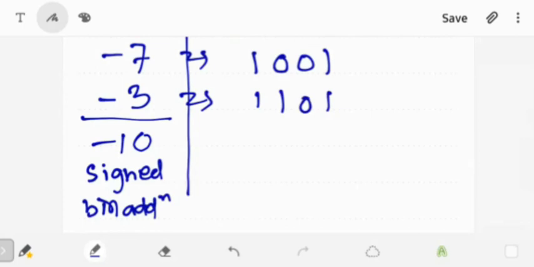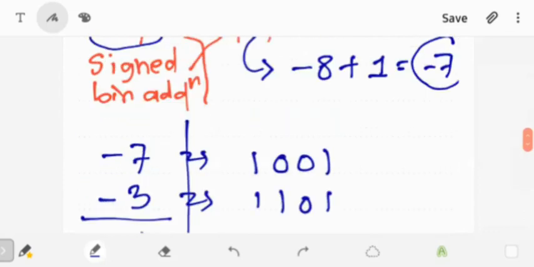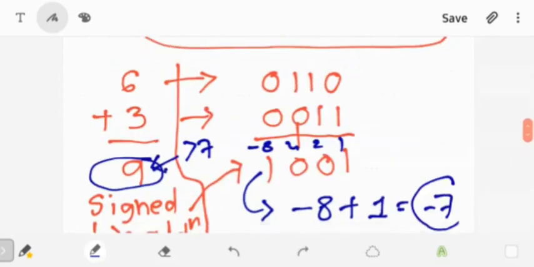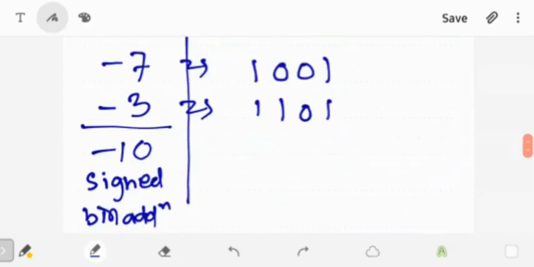Please make a note here. The MSB is 1. It means what? It's a negative number. So we have both numbers as negative numbers. In the last scenario, it was 0, so both numbers were positive numbers. Here it is 1. MSB is 1 for both cases, right?